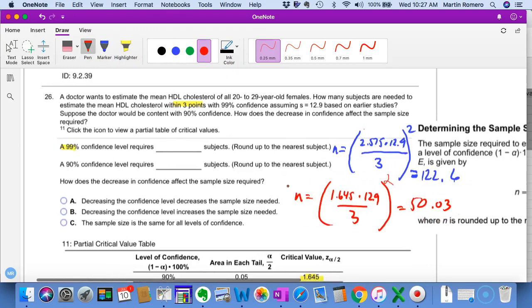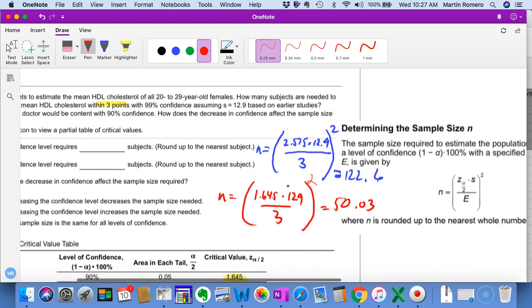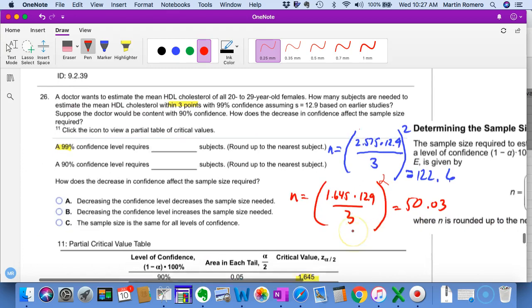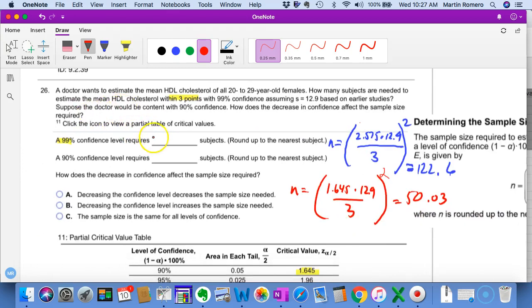Calculate those values. So in the end, n is rounded up to the nearest whole number based off of that instruction there. So we know to be 99% confident with a 3-point error, we need to interview 123 subjects, and in this case, we need to interview 51 subjects for the lower level of confidence.